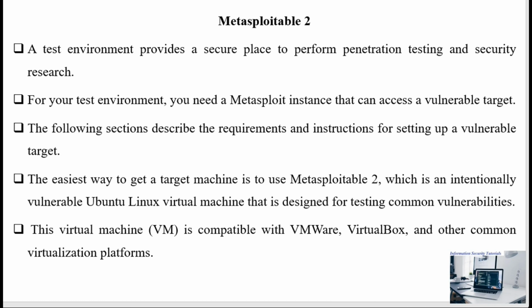journey. The easiest way to get a target machine is to use Metasploitable2, which is an intentionally vulnerable Ubuntu Linux virtual machine that is designed for testing common vulnerabilities. This virtual machine is compatible with VMware, VirtualBox, and other common virtualization platforms.